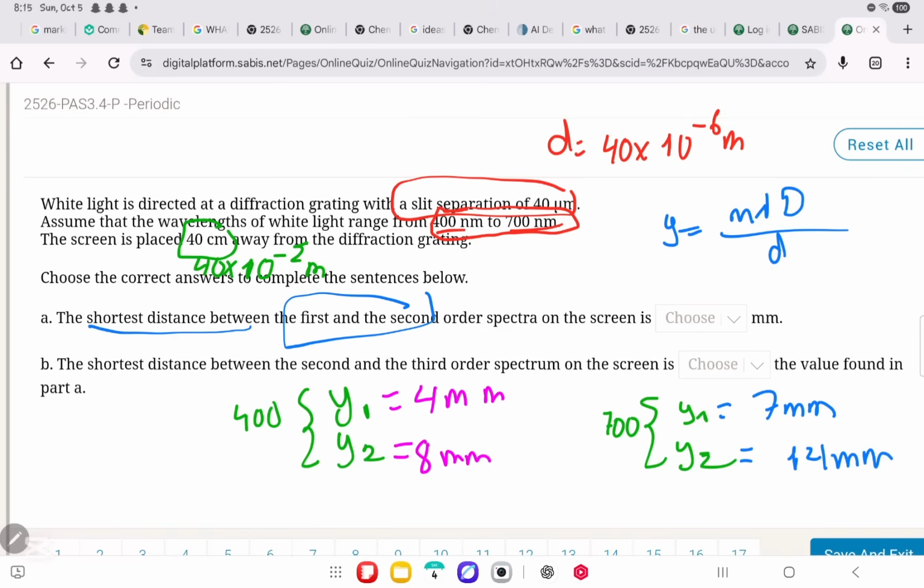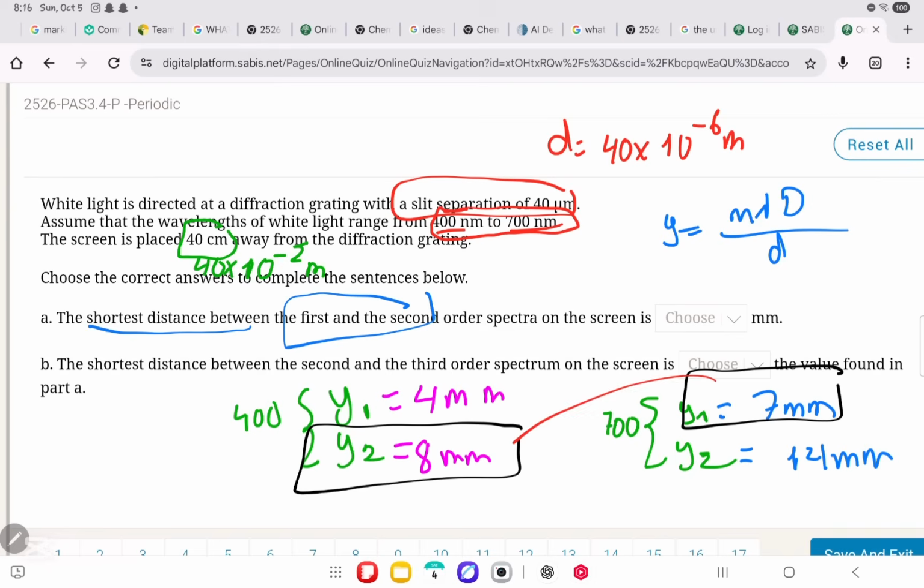Perfect. Now they want the shortest possible difference. How do we find the shortest possible distance? You always take the biggest one and subtract it from the smallest one. Wrong. You don't do this. What you need to do in this scenario is to see which two numbers are the closest to each other. 4 and 8, they're not as close as 8 and 7. 14 and 7, 14 and 4, 14 and 8, no. So the closest two values are 8 millimeters and 7 millimeters.